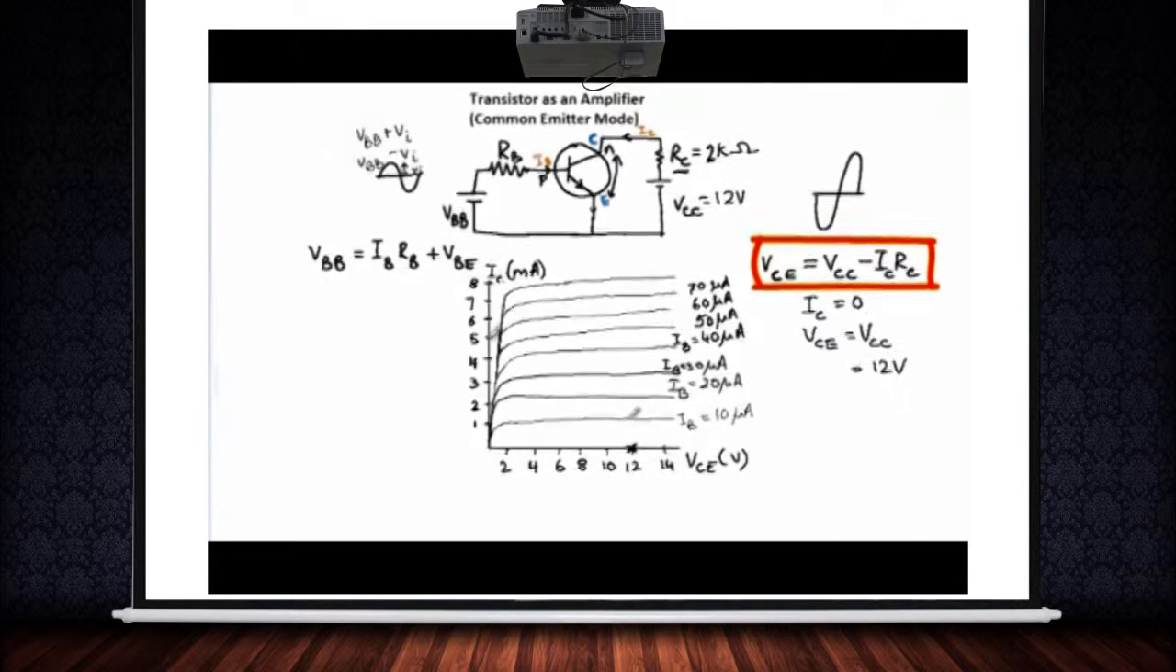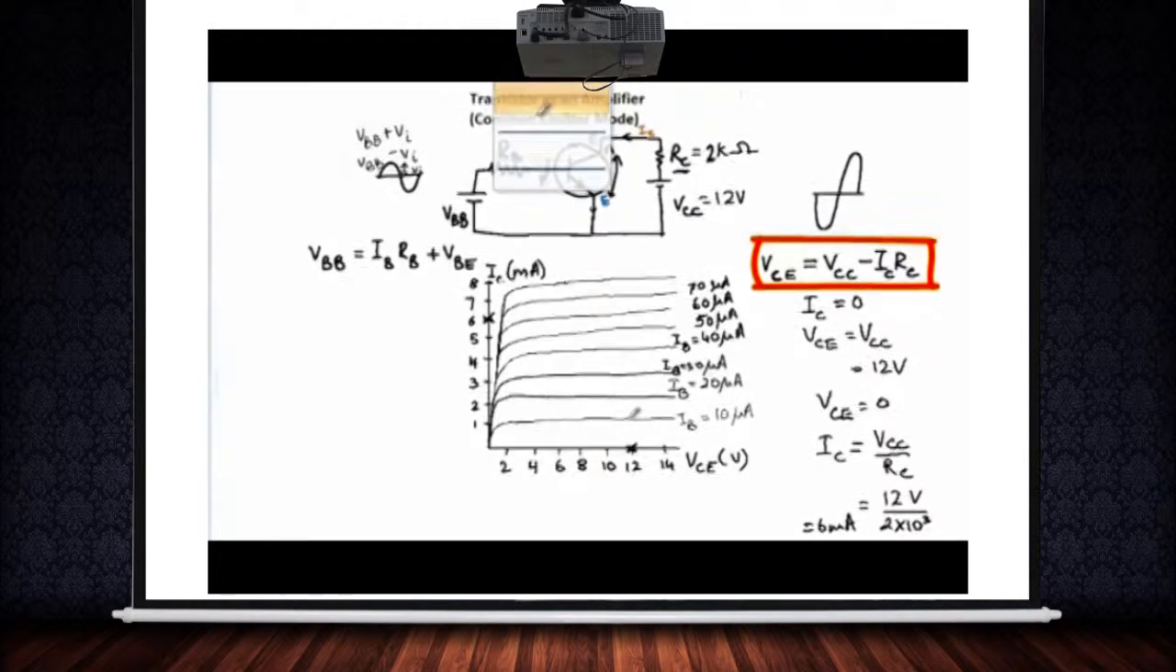Next, to find a point on the y-axis, I'll put VCE equal to 0. Now that gives us IC equals VCC over RC. Here I have assumed a value of 2 kilo ohm for RC. So this value comes out to be 6 milliamperes. So we have another point over here. Now we will join these 2 points with a straight line, and this line is called the load line.